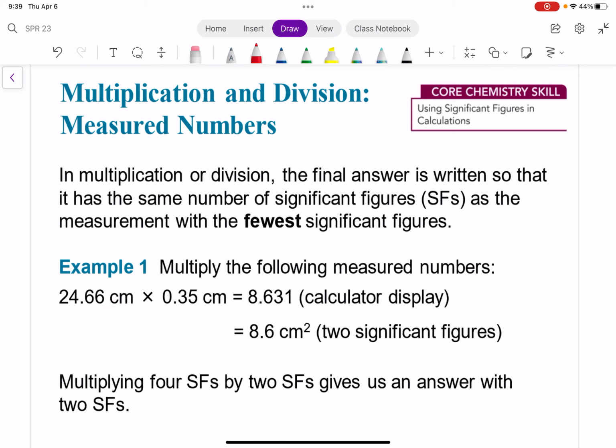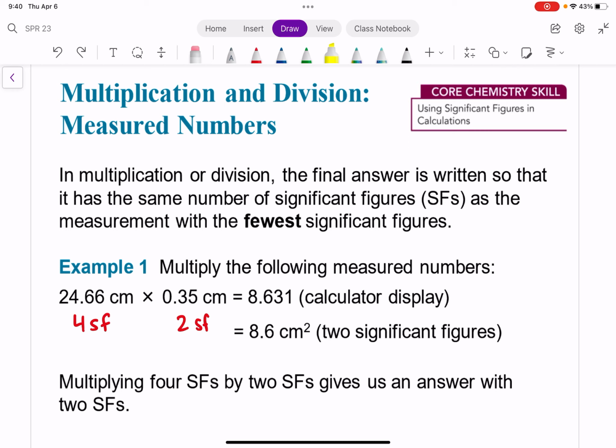Yeah, there are 4 sig figs in this number. What about the next one, 0.35? How many sig figs? Yeah, there's 2 sig figs there. Remember, this leading 0 is not a sig fig. Okay, so if there are 4 sig figs multiplied by 2 sig figs, well, first off, which one of these numbers is more certain? The one with 4 sig figs is more certain.